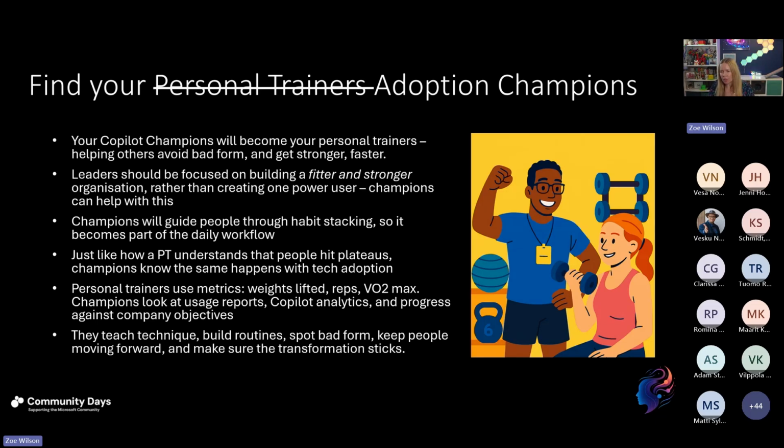They are the ones who are going to teach technique around things like prompting. They'll help people build routines. They will spot the bad form or the things that people shouldn't be doing with Copilot, and just generally keep this Copilot muscle building moving forward and make sure that transformation really sticks.